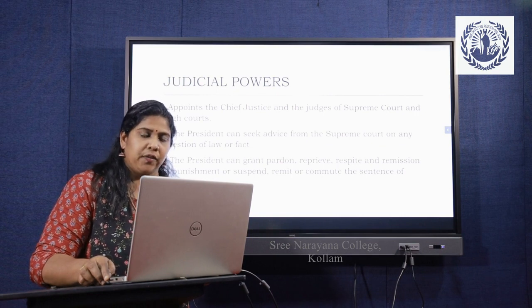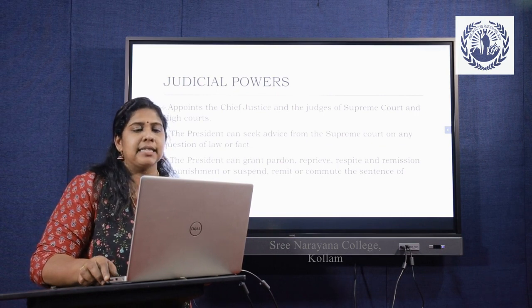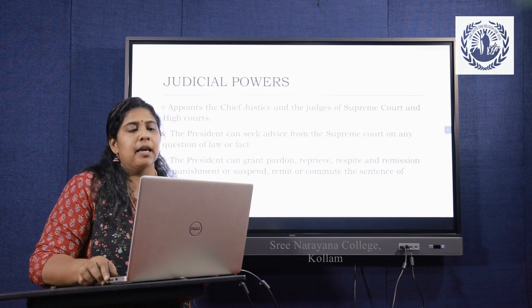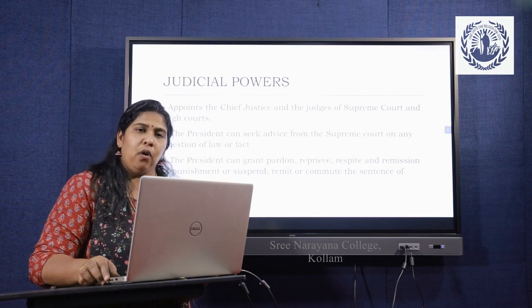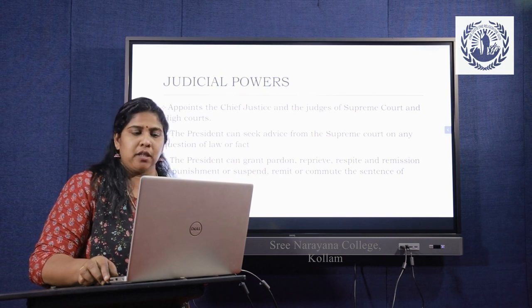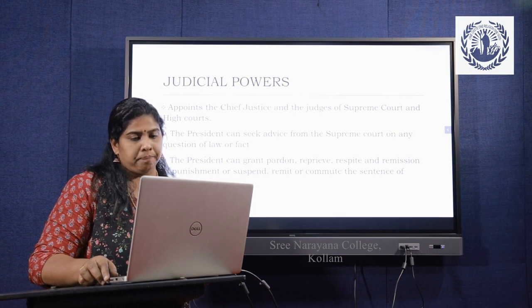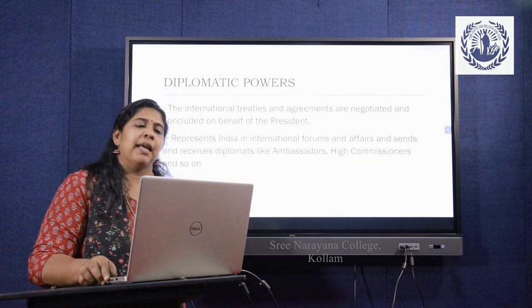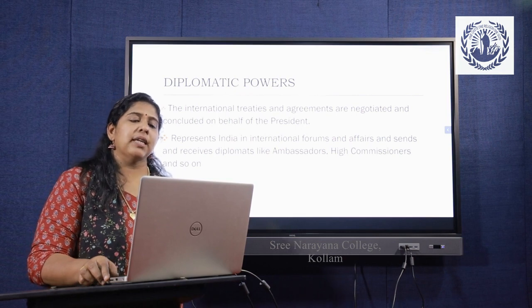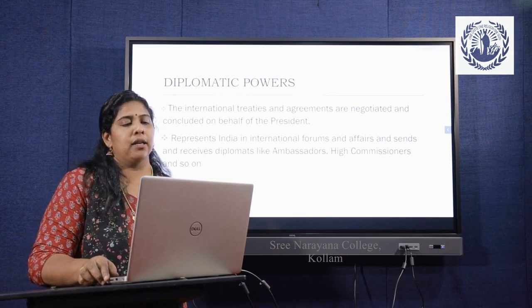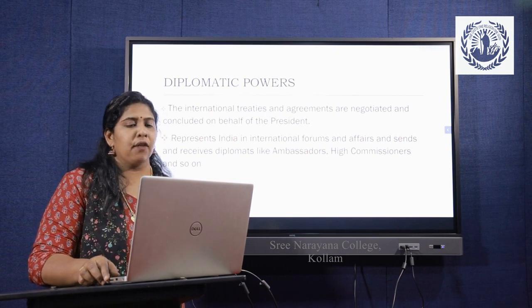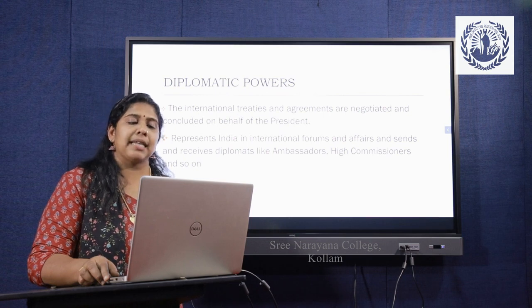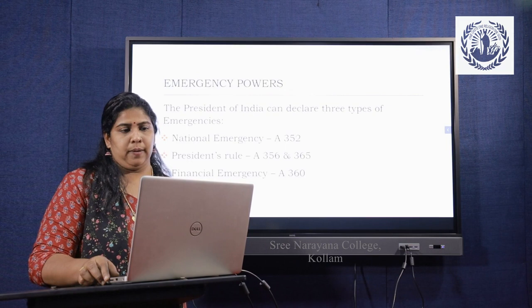And what are the judicial powers of the President? He appoints the Chief Justice and judges of the Supreme Court and High Courts. The President can seek advice from the Supreme Court on any question of law or fact. The President can grant pardon, reprieve, respite and remission of punishment or suspend, remit or commute the sentence of an offence. Diplomatic powers. The international treaties and agreements are negotiated and concluded on behalf of the President. He represents India in international forums and affairs and sends and receives diplomats like ambassadors, high commissioners and so on.